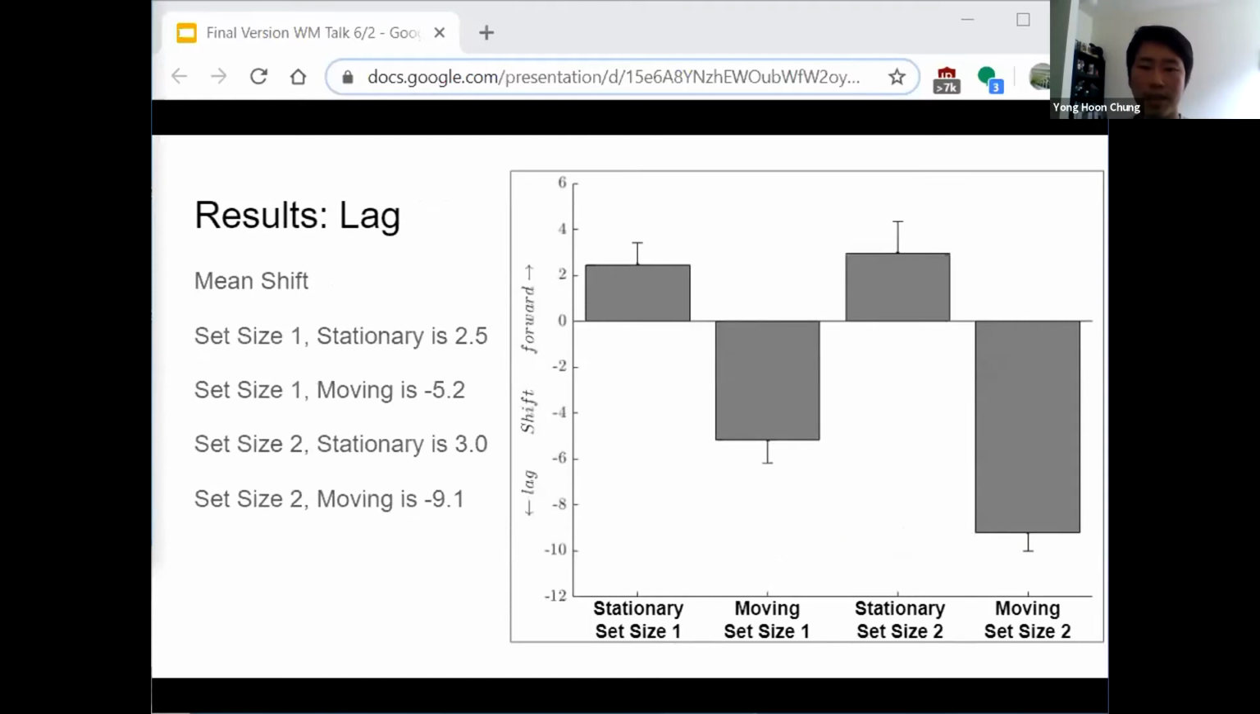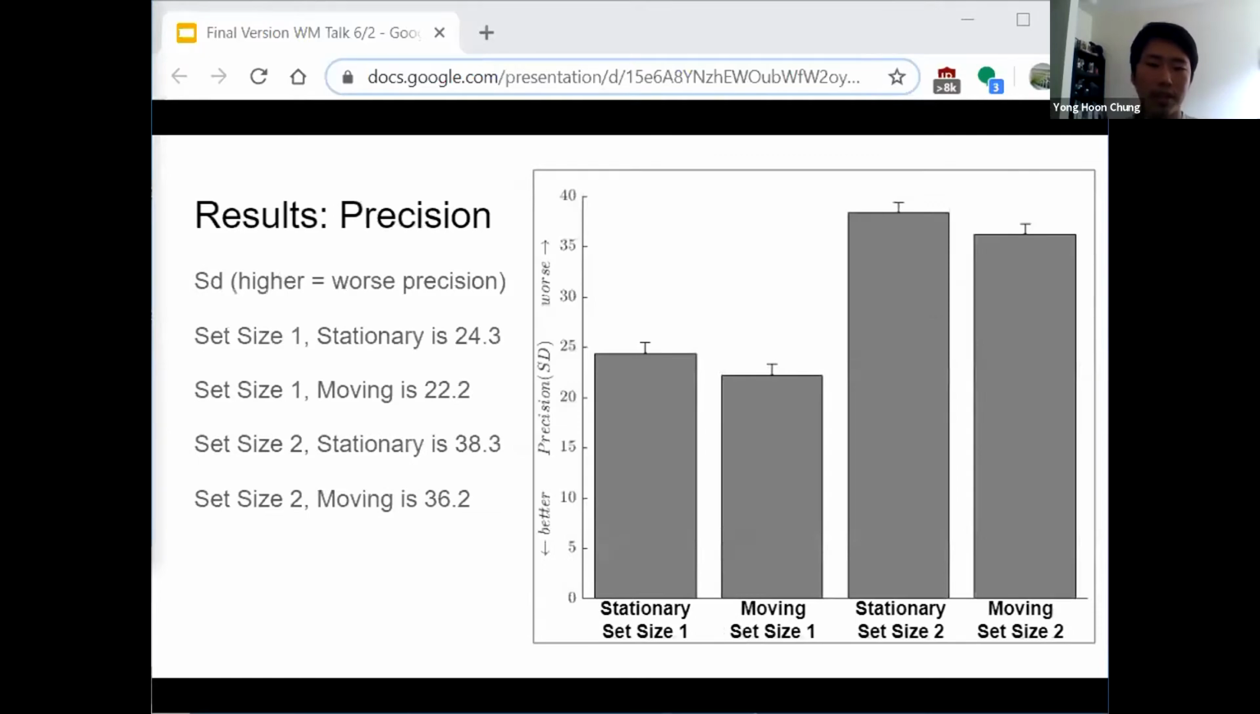So we can also look at the data by looking at the bar graph. First, the lag, or the mean shift. When you look at the stationary condition, you can see that there's some sort of a positive shift going on, which might indicate some future extrapolation, but I'm going to go more into this later on. But the effect size seems to be really small, and it doesn't seem to be changing at all with the set size. Now, if you look at the moving condition, there is indeed a negative shift going on, meaning participants reported somewhere in the past, or there was a lag going on. And this lag seems to get larger with larger set size. If you compare the stationary versus the moving, there's more negative shift going on in the moving condition, and the same trend follows in set size 2.